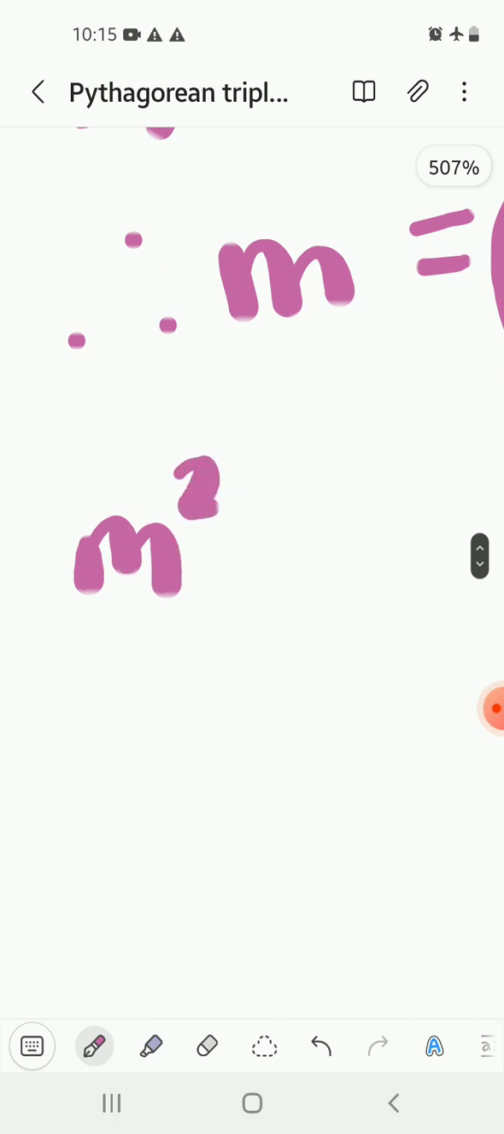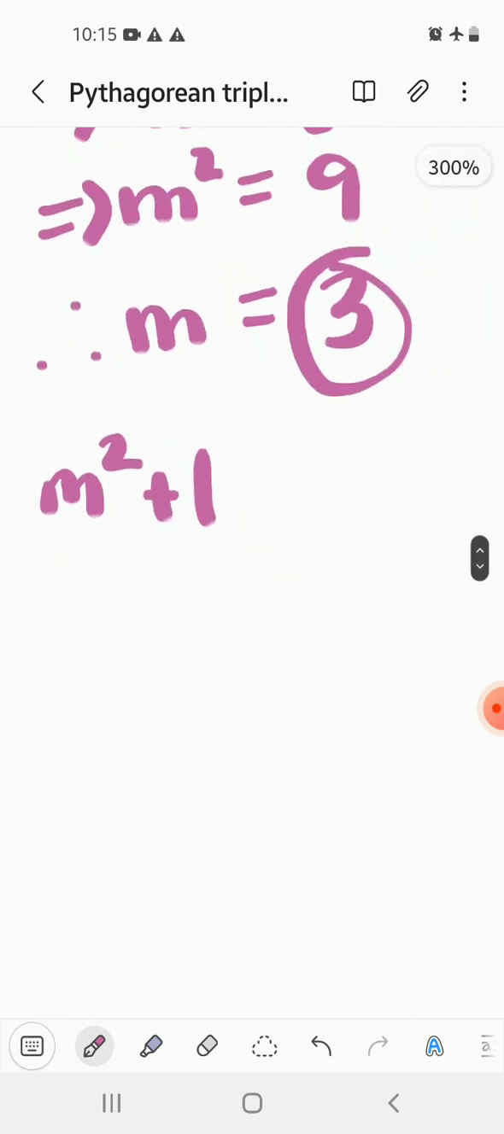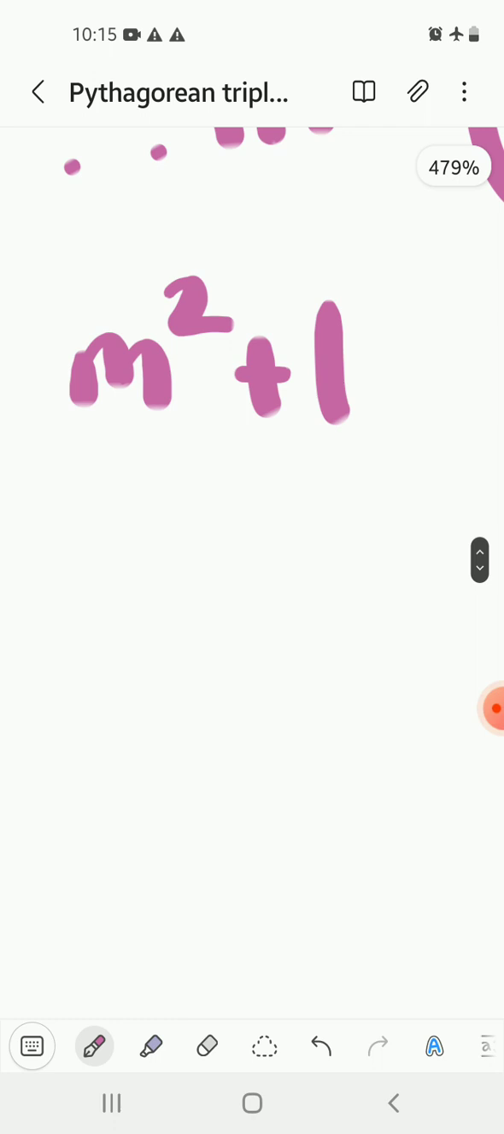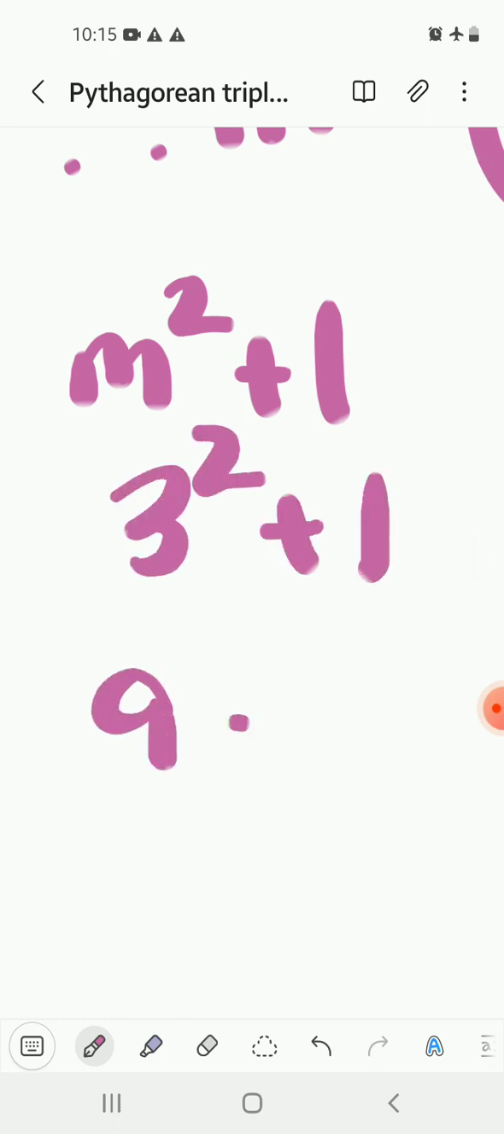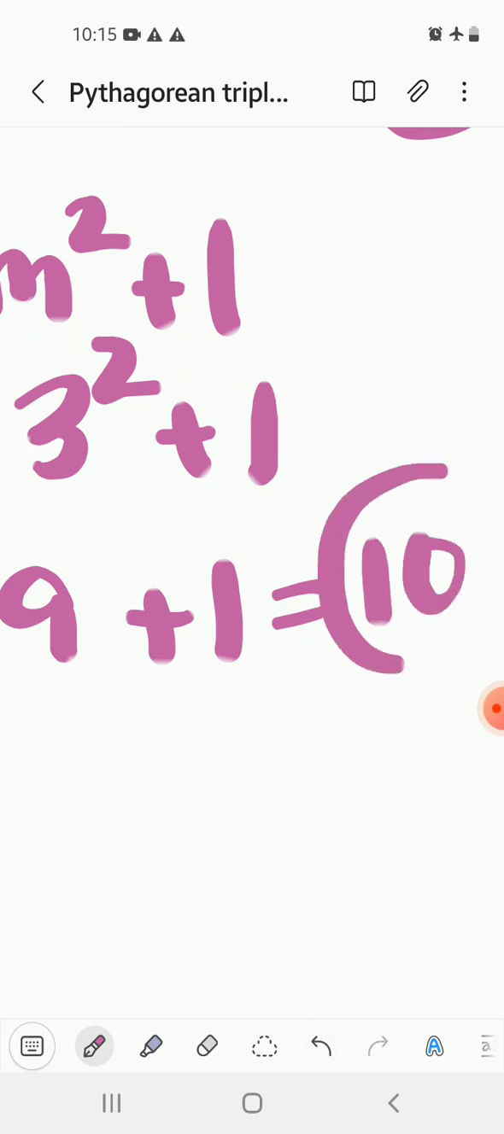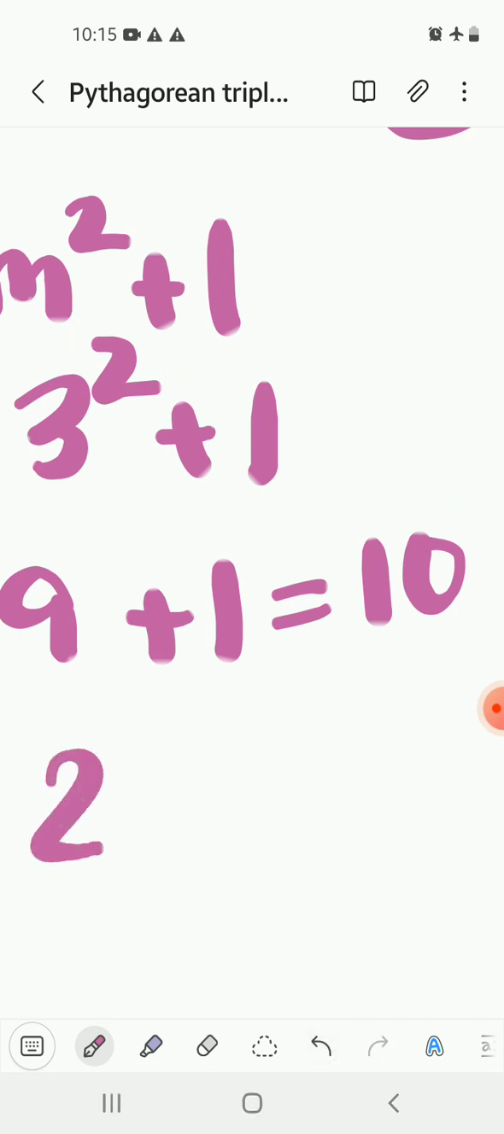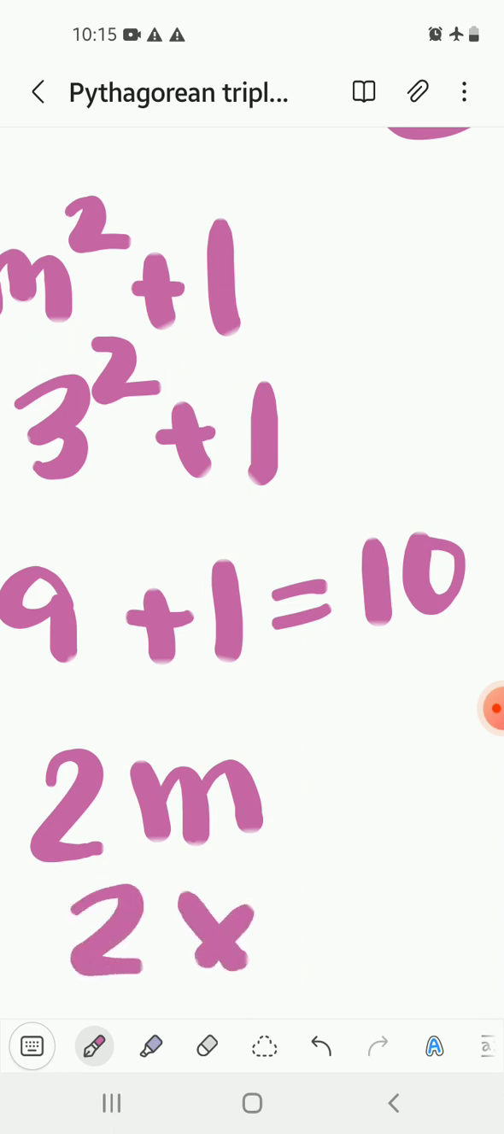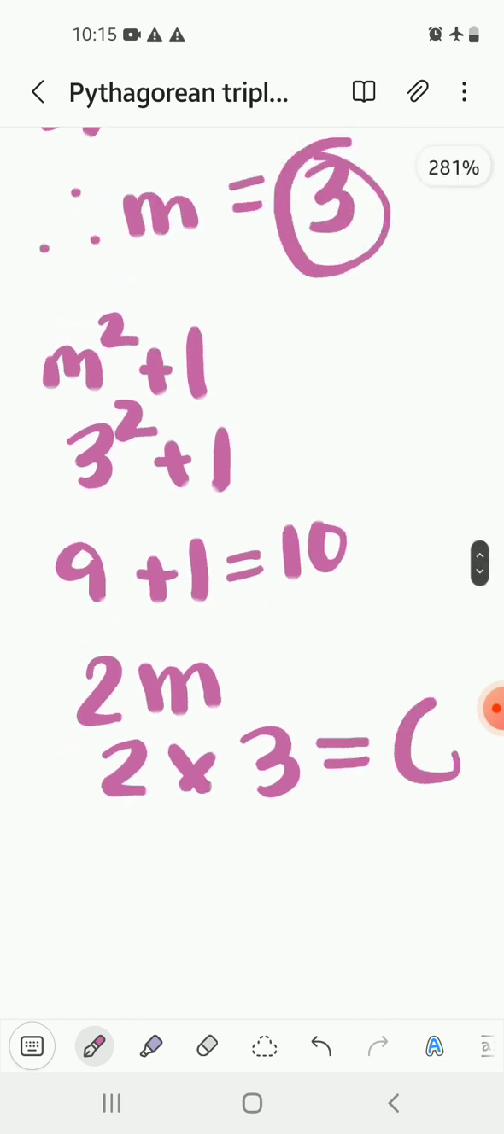The next formula is m square plus 1. Substitute the value of m, which was 3, in this formula. So this will be 3 square plus 1. 3 square becomes 9, plus 1 is equal to 10. So one of the numbers of the triplet was 8, given, and this is the other one, that is 10. We will apply the next formula, that is 2m, where we can say 2 into the value of m, which was 3. So 2 times 3 is equal to 6.